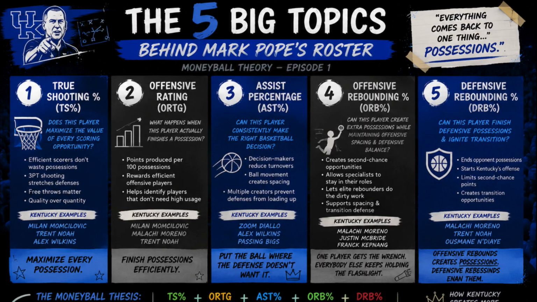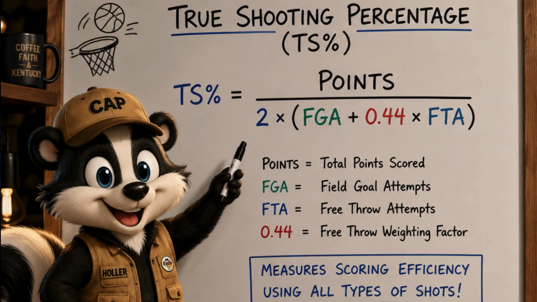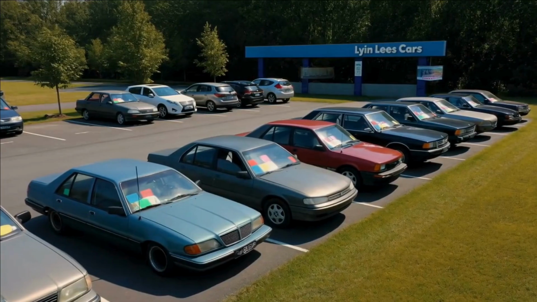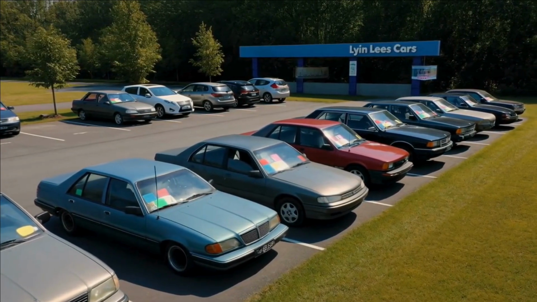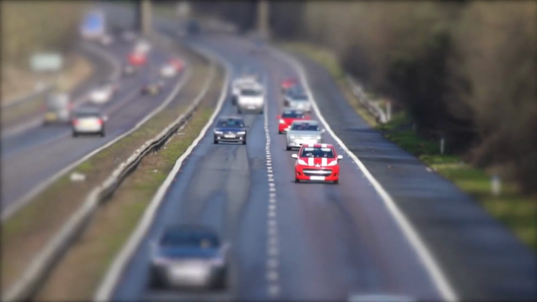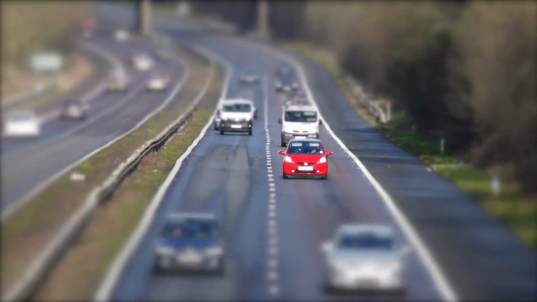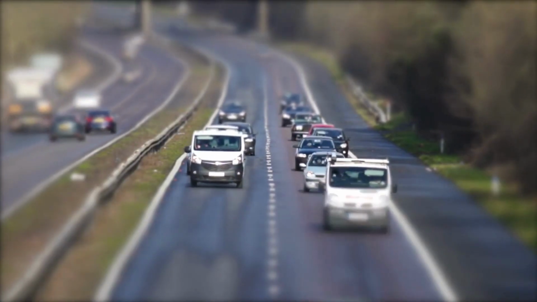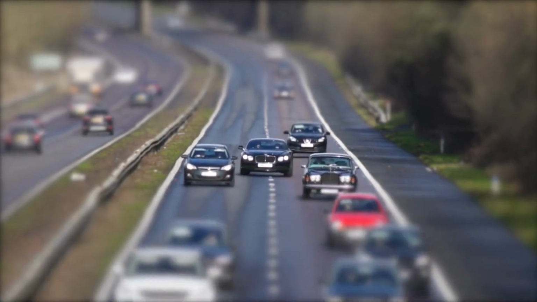The first one we're going to get into is true shooting percentage. And there's a really fancy formula that you're going to see on the screen. Cap is being really generous and throwing it out there for us. But I want to try to get it even simpler than that. Think of it this way. Lee, he's got a used car lot. It's got 20 cars on it. He doesn't have a single car on that lot worth more than $2,000. He sells all of them. He's going to make a good amount of money.